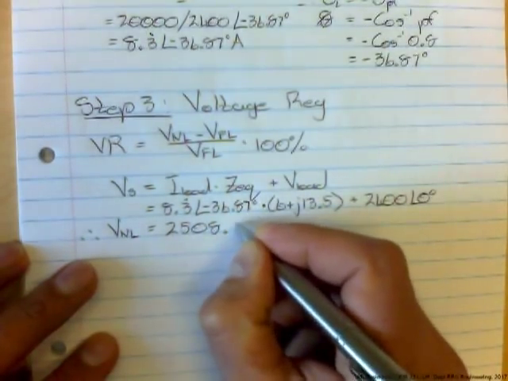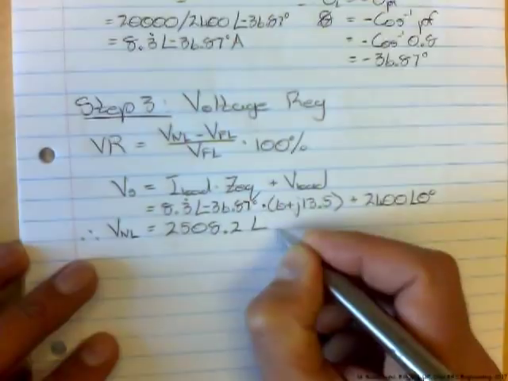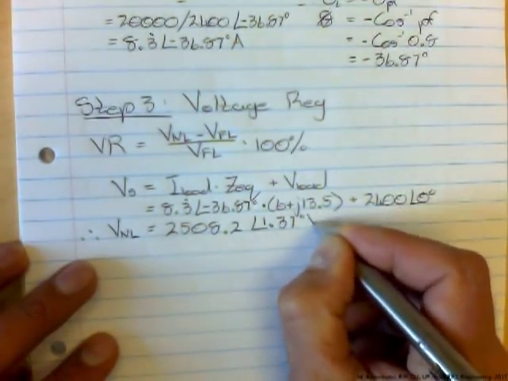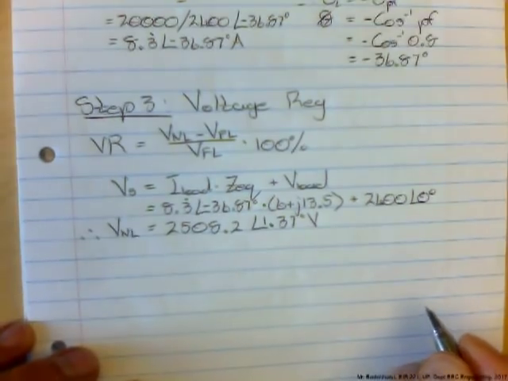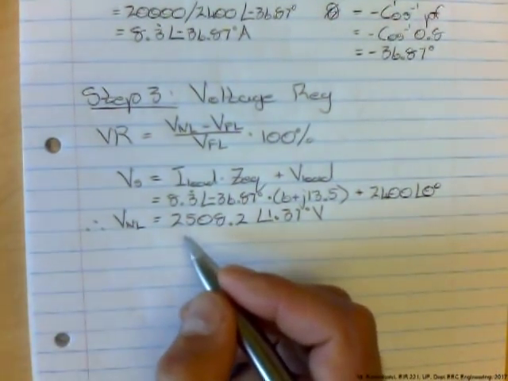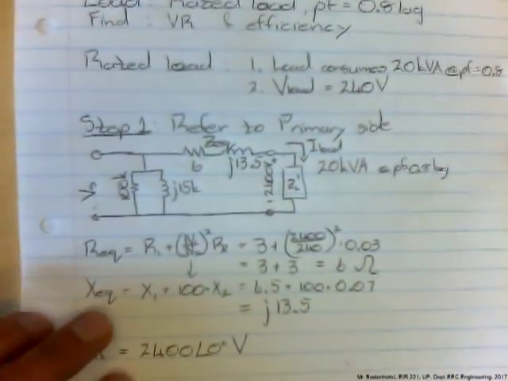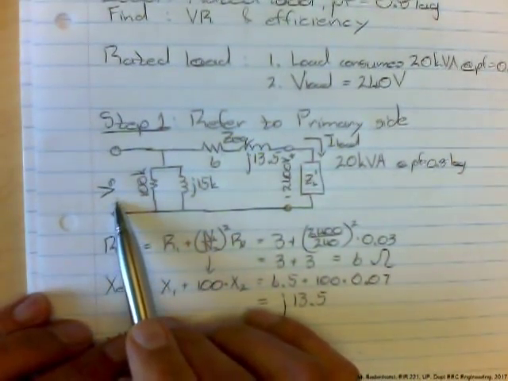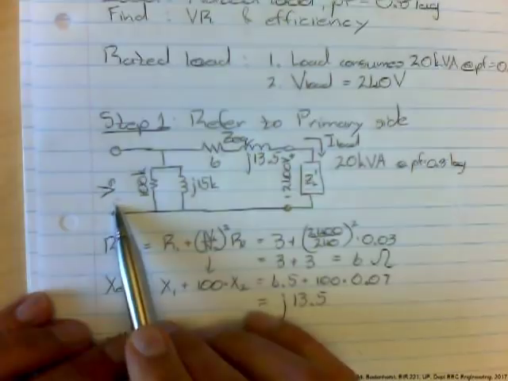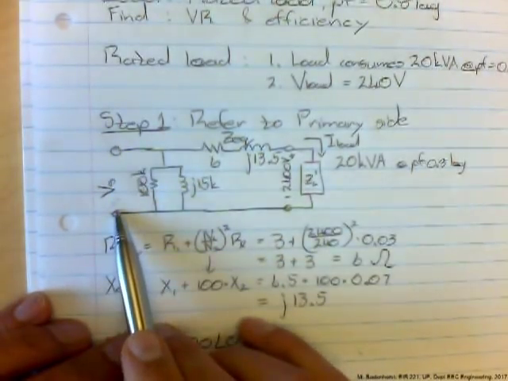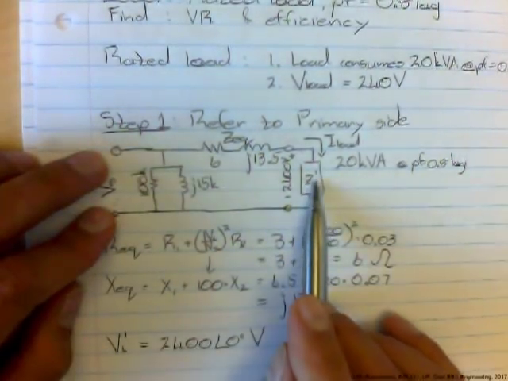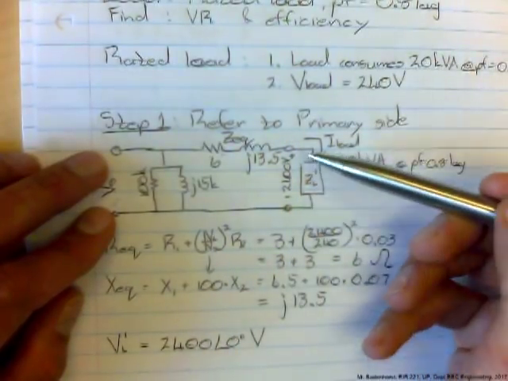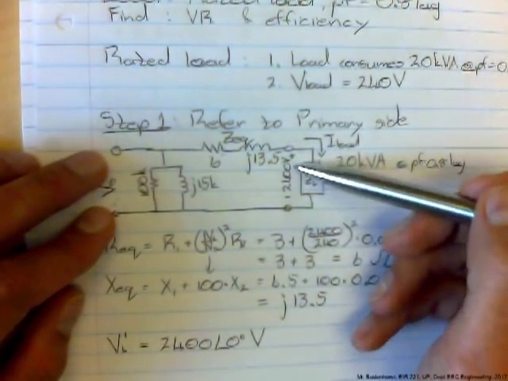2508.2 angle 1.37 degrees volts. Everything in RMS. Right, so this is our no load voltage. In other words, if we need to supply 2508 volts at the input terminals, so that when the load is connected and it's drawing rated load current, we actually have 2400 volts on the output terminals.